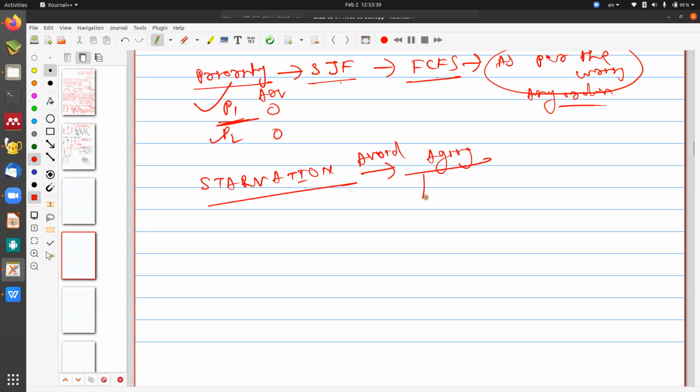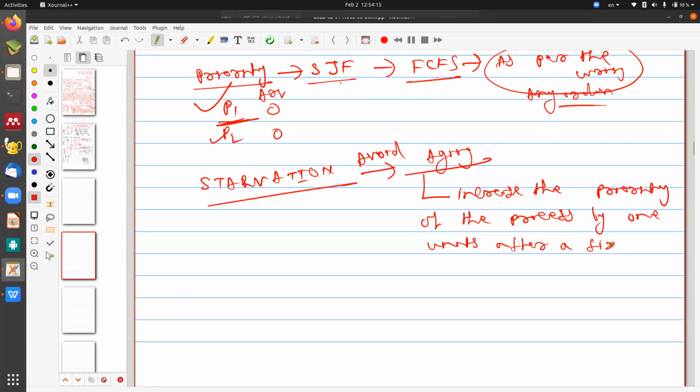What is aging? Aging basically says that you have to increase the priority of the waiting processes by 1 unit after a fixed time interval. After a fixed time interval. What does it mean?